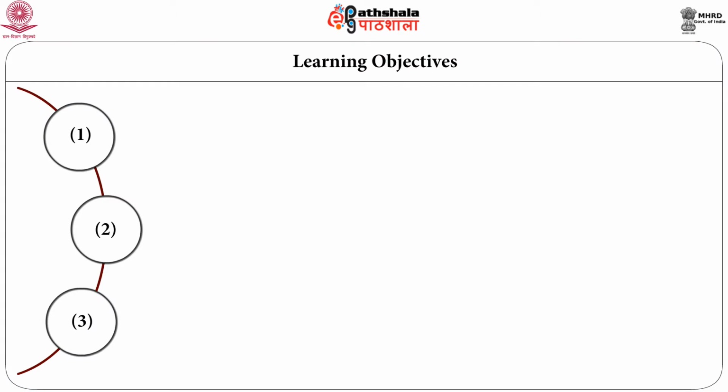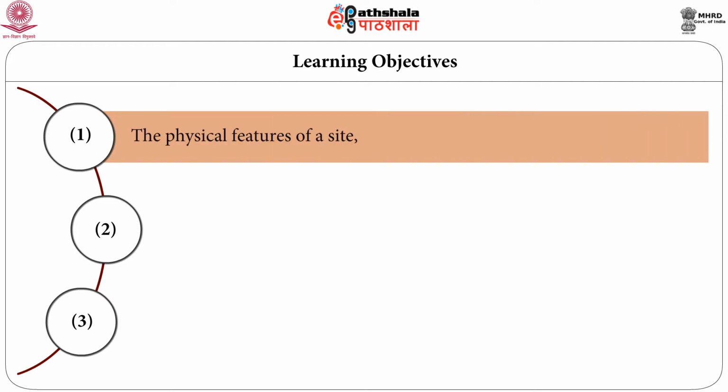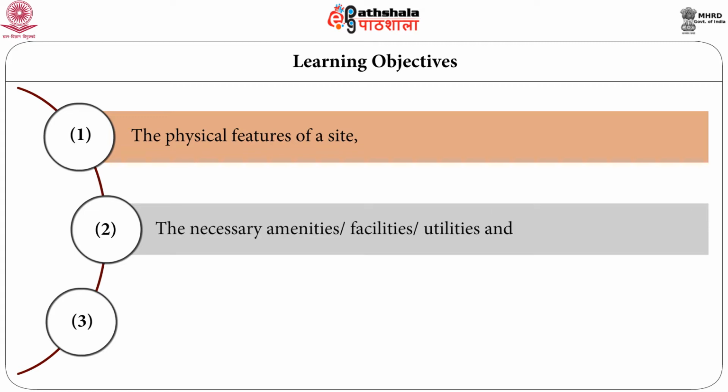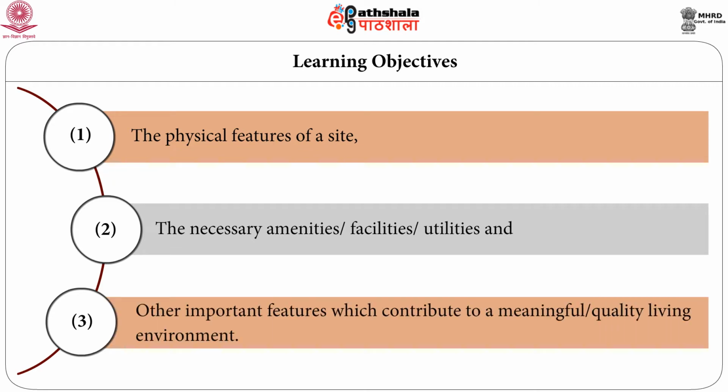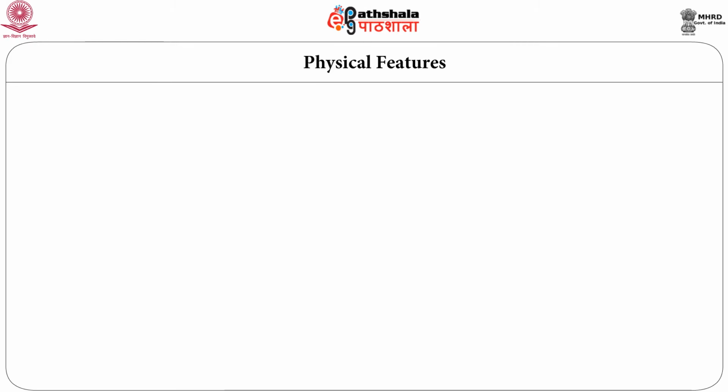You should be able to have a clear perspective about the desirable qualities to be sought after while selecting a site for constructing a residential house, such as the physical features of a site, the necessary amenities, facilities and utilities, and the other important features which contribute to a meaningful or a quality living environment. Now let us take the first aspect.